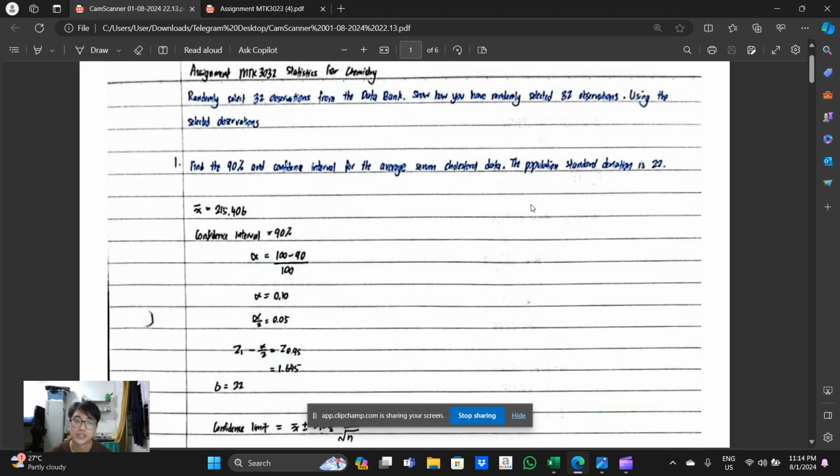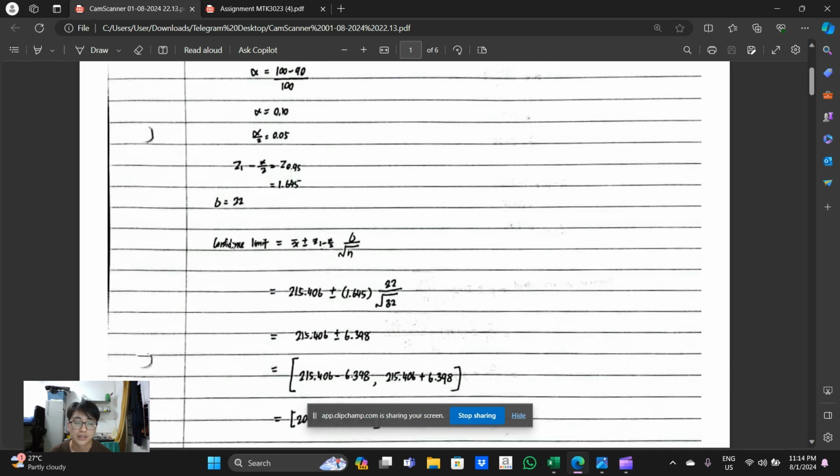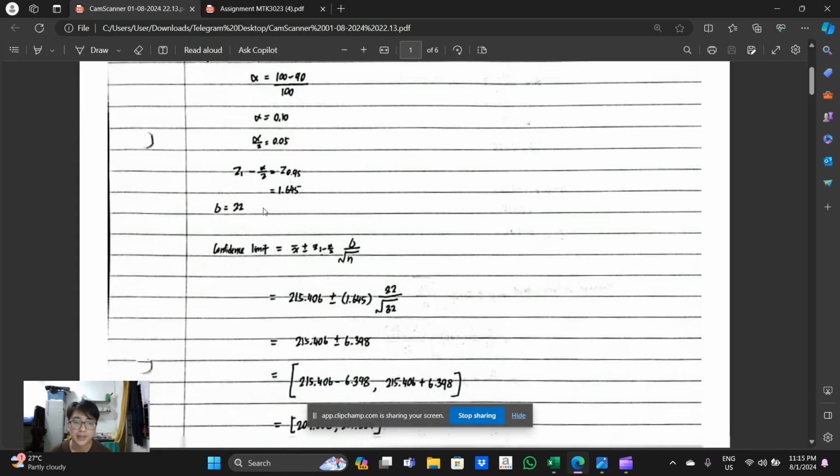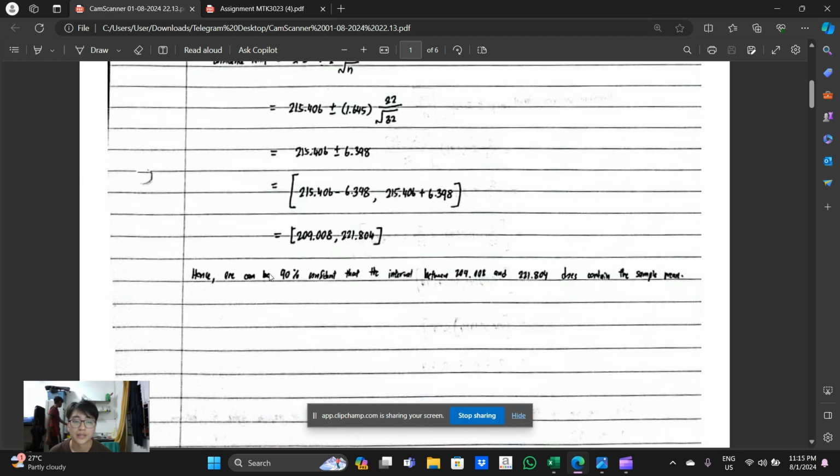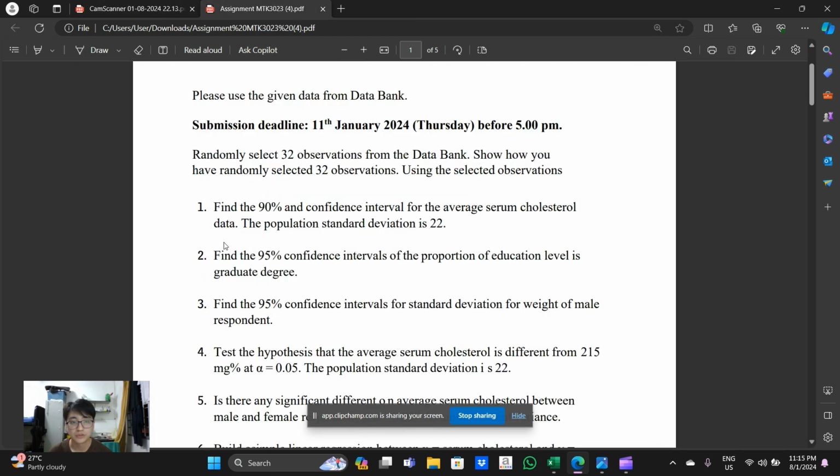The standard deviation here is 22. And then this is the formula for the confidence limit. So we sub in the mean, the z-score, the standard deviation, as well as the sample size, which is 32. So we get 209.008 and also 221.804. Hence, one can be 90% confident that the interval between 209.008 and 221.804 does contain the sample mean. We move to question 2.